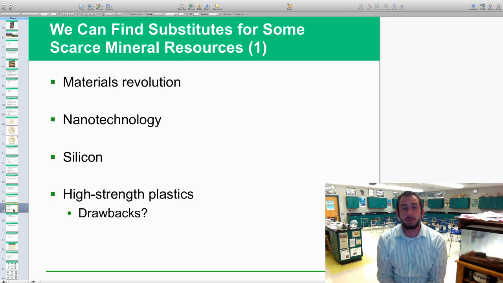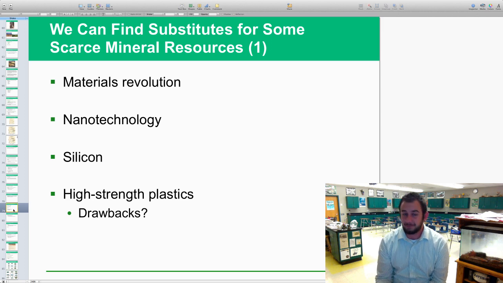We can find substitutes for some scarce mineral resources. We can do it. Materials revolution, by recycling and bringing things back. We can change some things, like nanotechnology, which might be an option we talked about earlier in this chapter. Silicon is a unique resource that we can use and manipulate for different things. High strength plastics as well can be used as a substitute for different metals and minerals.